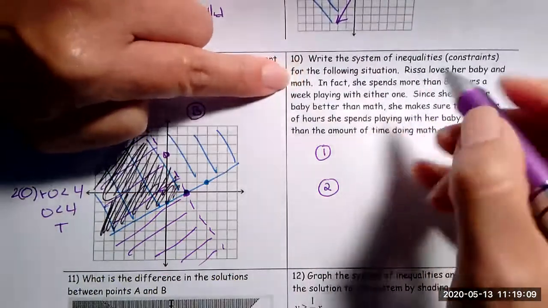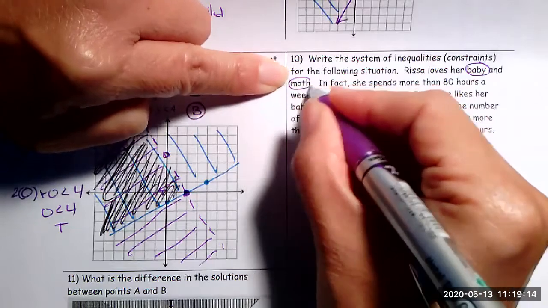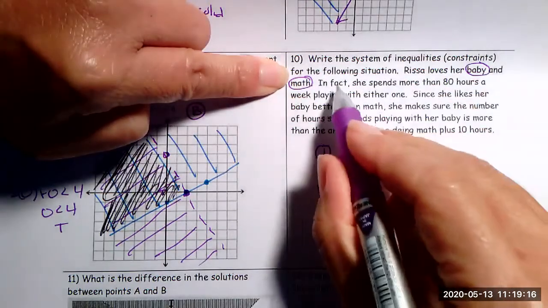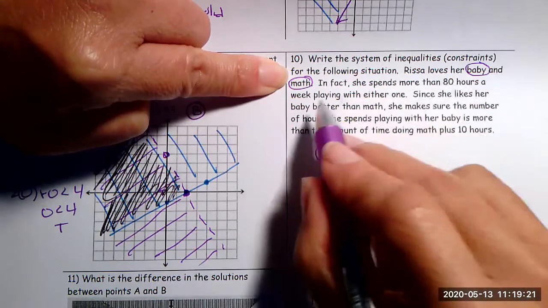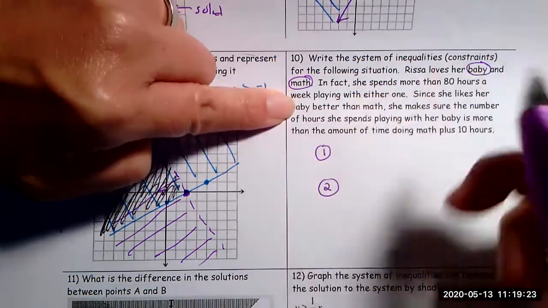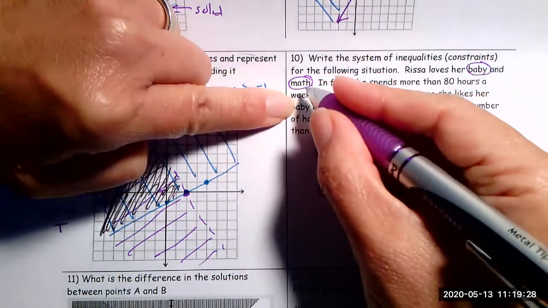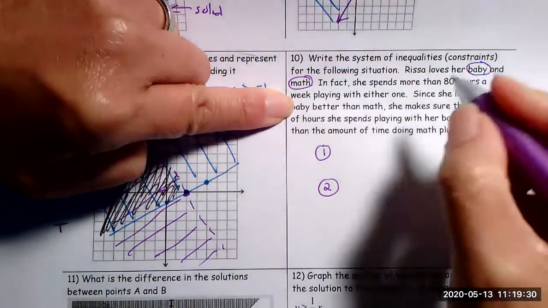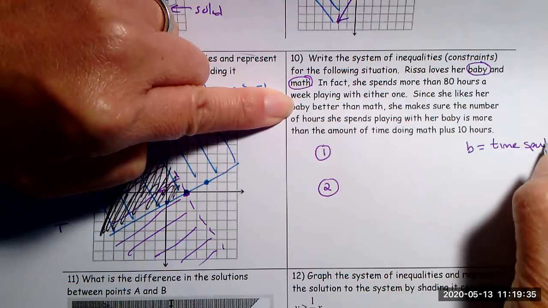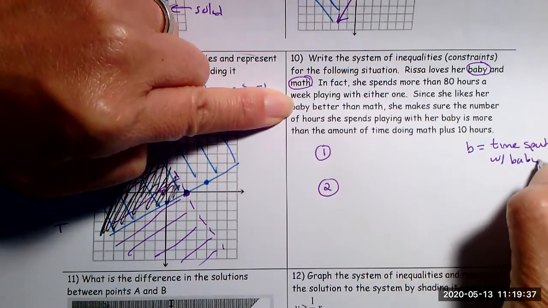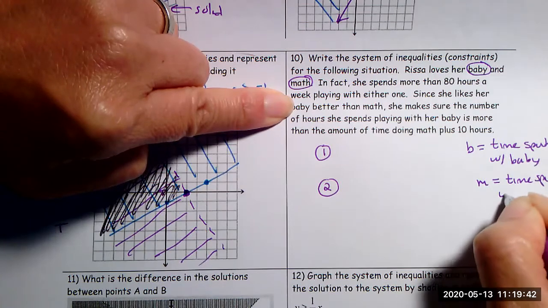So Risa loves her baby and math. So right there you can tell baby and math are probably going to be your big topics. In fact, she spends more than 80 hours a week playing with either one. So they're talking about the time she spends playing with her baby and the time she spends doing her math. If we want to define those, B equals time spent with baby, and M equals time spent with math.